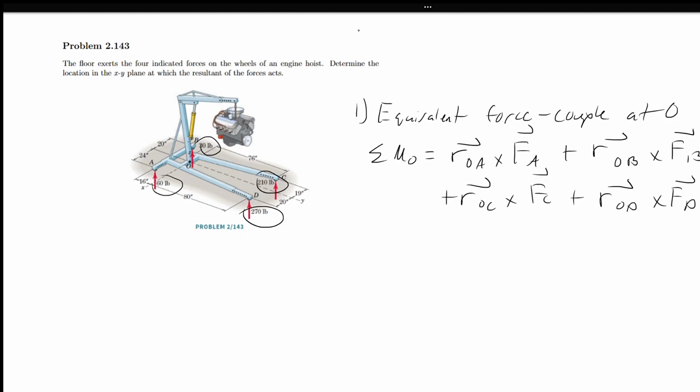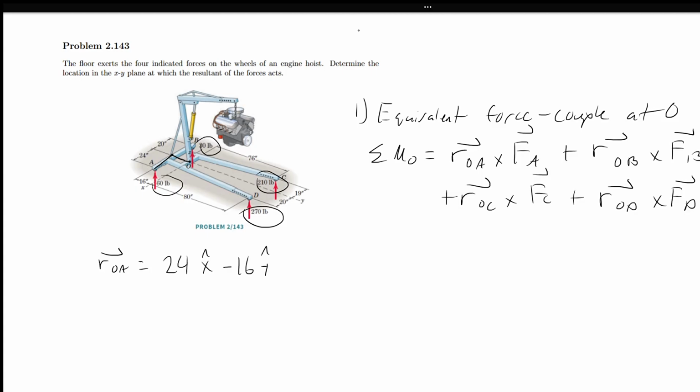So for ROA, I'll write it down here, we're going to move negative 16 in the y direction, and then positive 24 in the x direction. So I'll just draw it here. That's the negative 16, and this is the positive 24. So that'll be 24 inches x hat, and then minus 16 y hat.